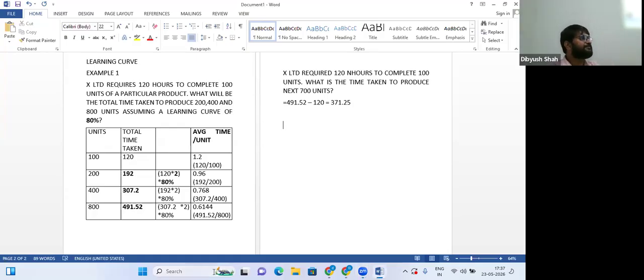Yes, tell me. That will be given. Practicality, later on. It depends on industry to industry. It depends on company to company. Company will estimate this based on their past experience, future trends, the quality of labor force. Lot of things will come into play. But in exam, it will be given.